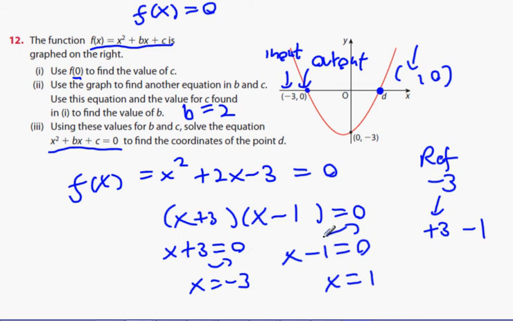Happy enough with that? Okay. So what is the point D, anybody? Coordinates of point D is going to be? That's minus 3 there. This one must be 1, 0. The coordinates are 1, 0. Who got that one now?